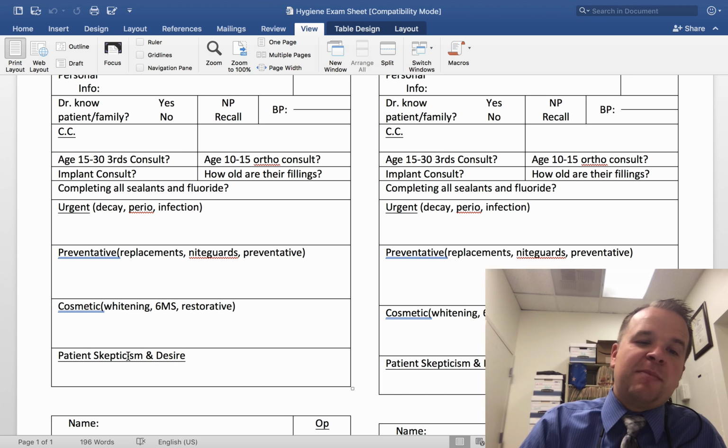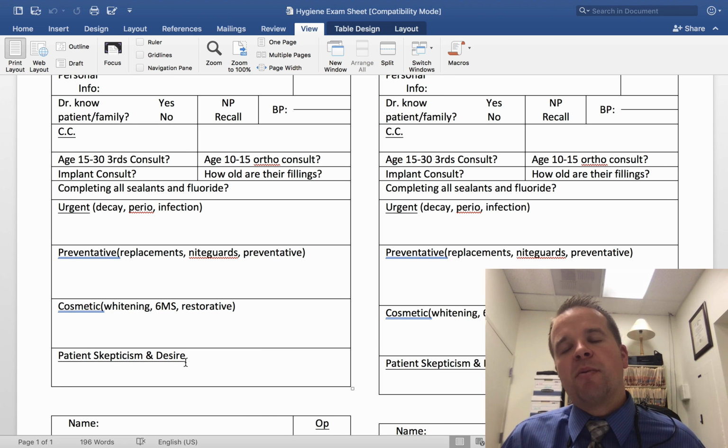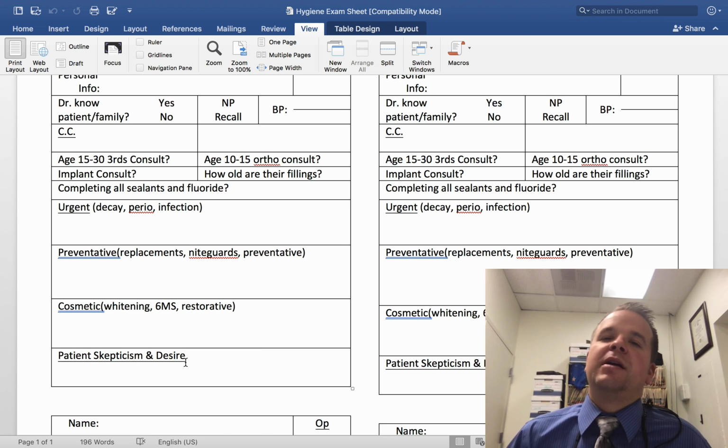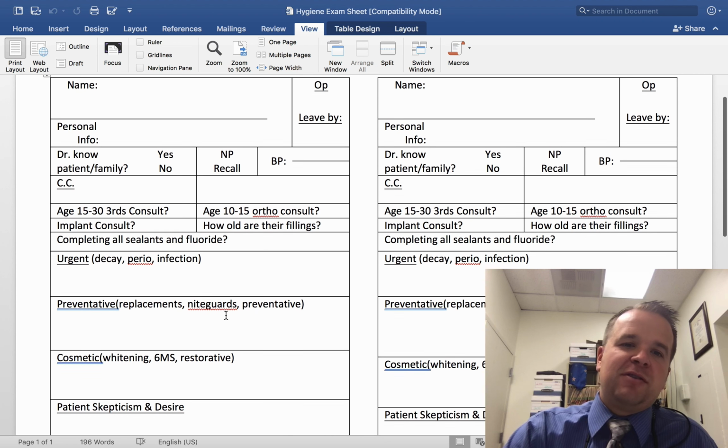And then patient skepticism or desire. Like patient thinks fluoride is the number one poison in the world, or they don't want to have any x-rays taken. This is a great place to be able to write that down. Or a patient wants to be able to do his cleaning in 2 different visits because it's taking a long time. Just anything that is out of the ordinary, you can write in there. So hopefully this gives us a really good interview.